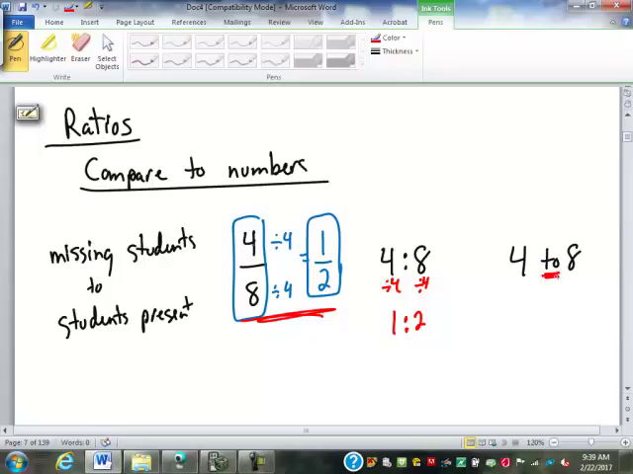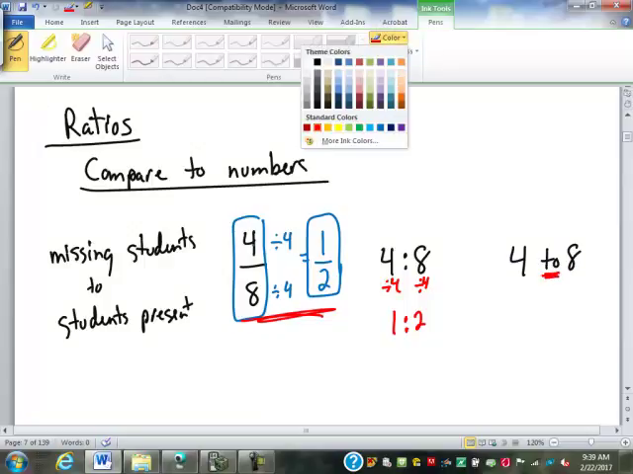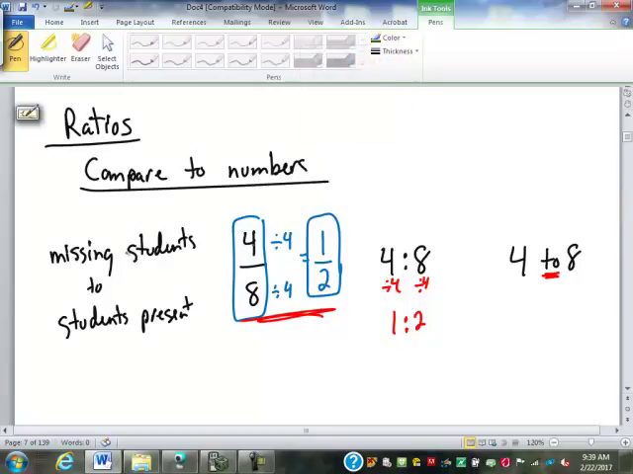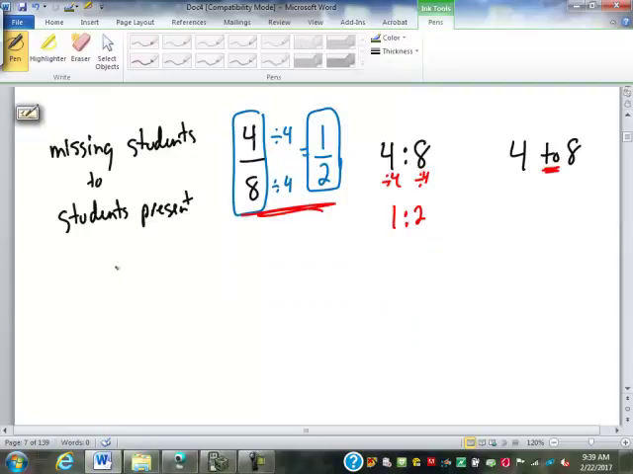Now I said in this case it would be written as 4 to 8. And the reason I said that is there are two types of ratios. This ratio here compares part A to part B. I divided this group, which is the class, into two subgroups: the students that are not here and the students that are here.